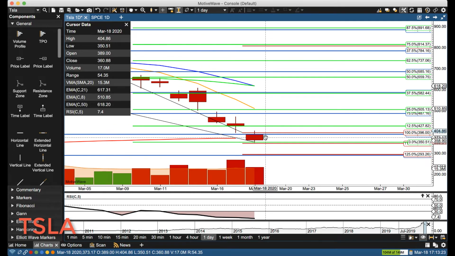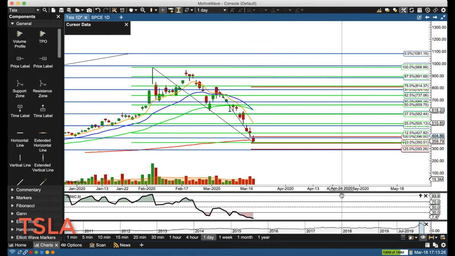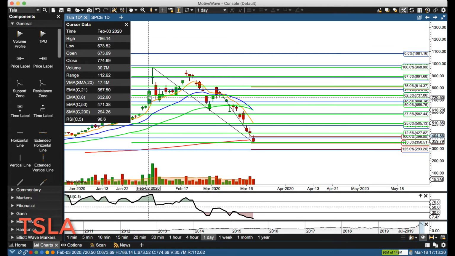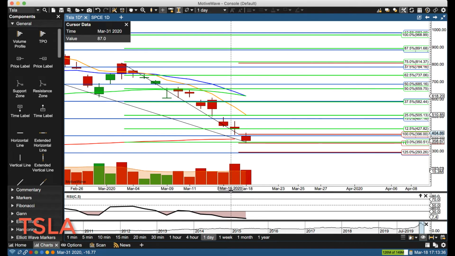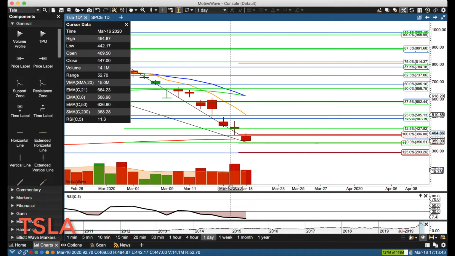It is very oversold. Just like going up, it was very overbought. If you remember, all this time, look how often it stayed overbought. Now it's staying oversold. So these things can stay in these longer term overbought or oversold conditions, especially with Tesla, longer than we think. So at some point we will get a rally.